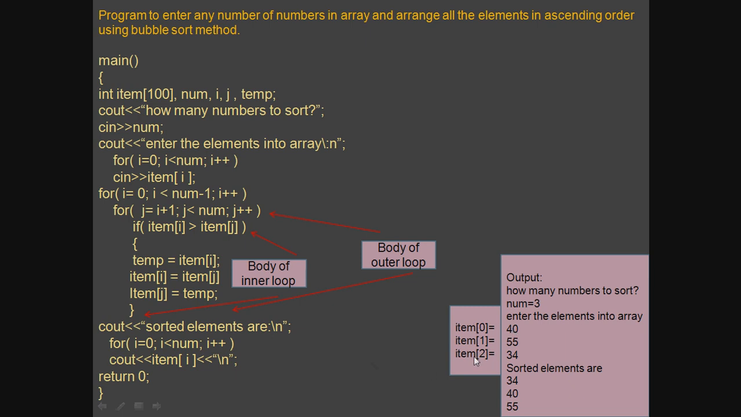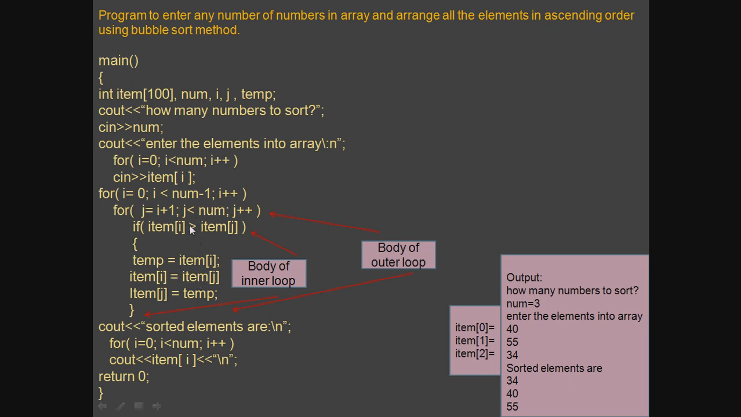Alright, so now item j we have to fill up. So here in this third step, item j equals temp. So what is temp? 40. 40 is stored in item j, that is here. So now they got exchanged. 34 goes here and 40 comes here because of this temp variable. So swapping is done using 3 variables.